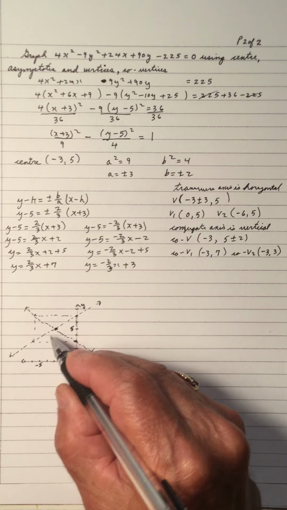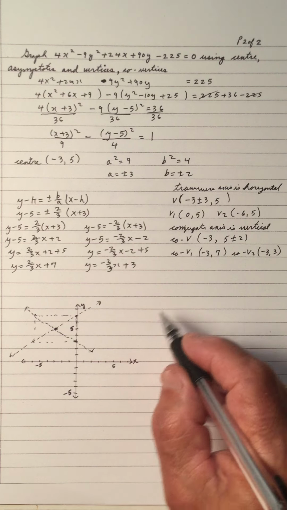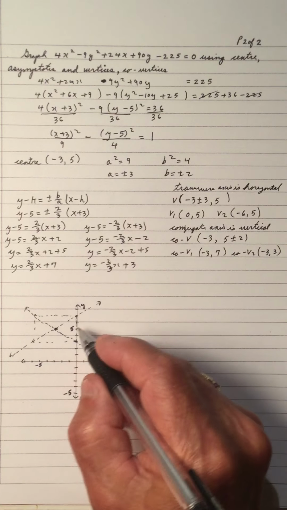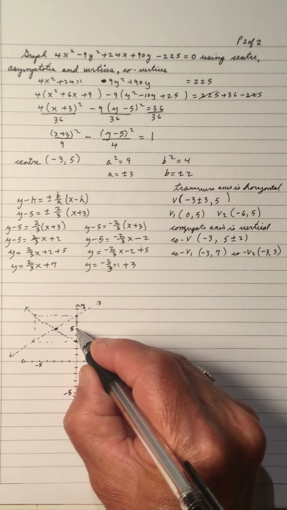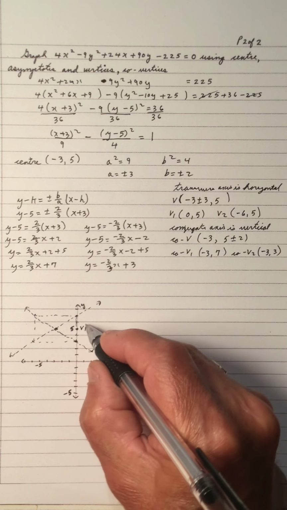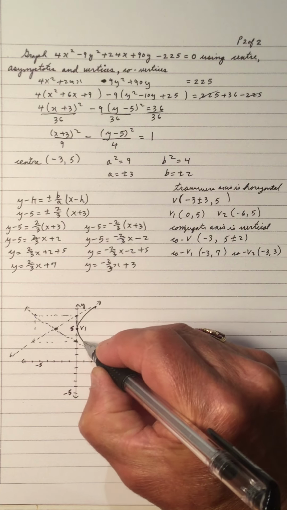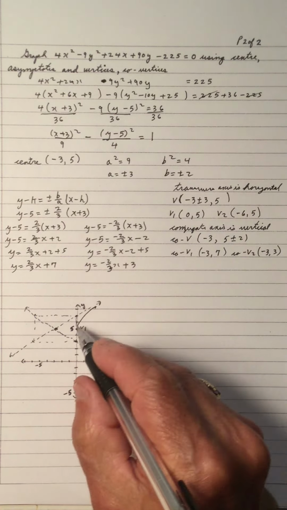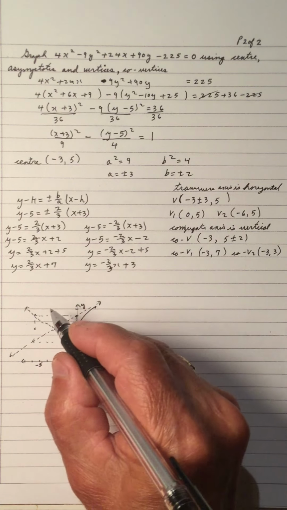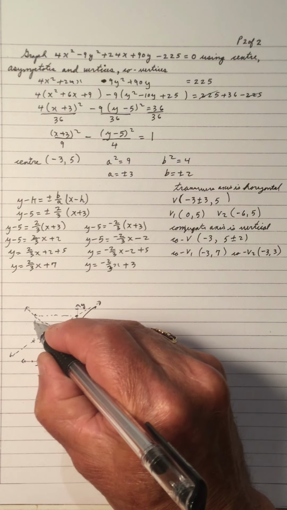There's the center. Now, the vertices are on the transverse axis, which is the x. So the vertices are 0, 5. So this is right here. There's vertex 1. So that means it swings this way. And the other vertex is negative 6, 5, which is right here. So this is V2.